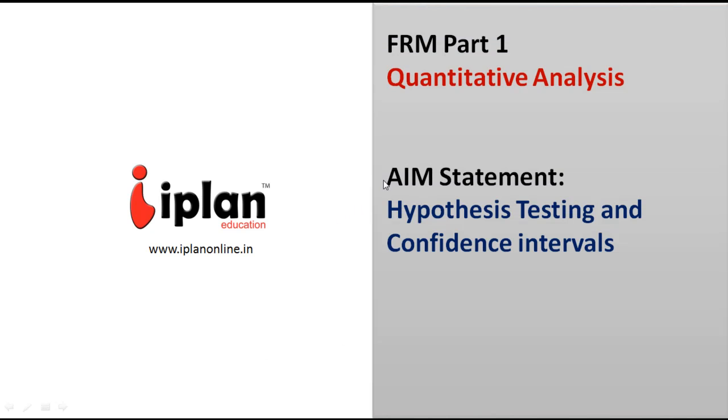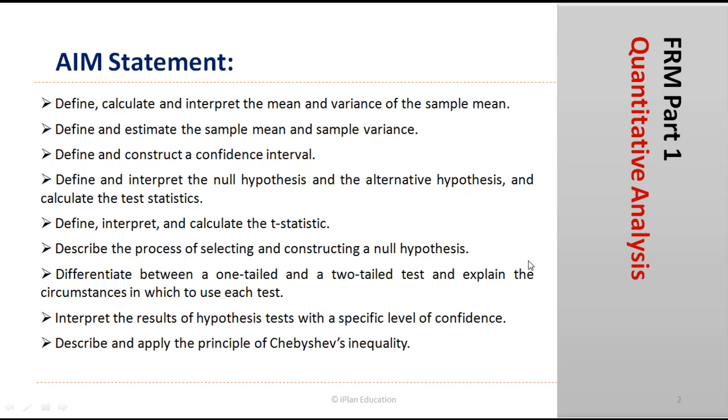FRM Part 1 Quantitative Analysis. The next aim statement is hypothesis testing and confidence intervals. Under the same statement, first we define, calculate and interpret mean and variance for the sample. Then we define and estimate the sample mean and sample variance. Then we look at the idea of confidence interval and how it is constructed.